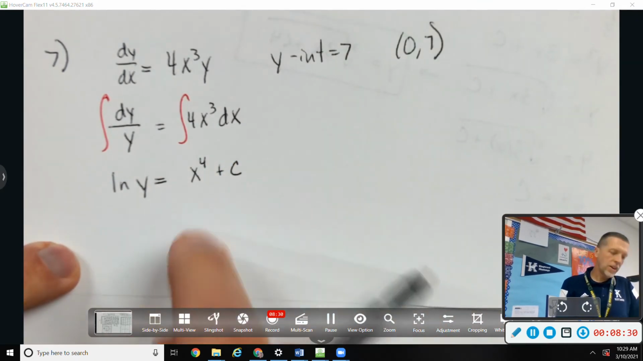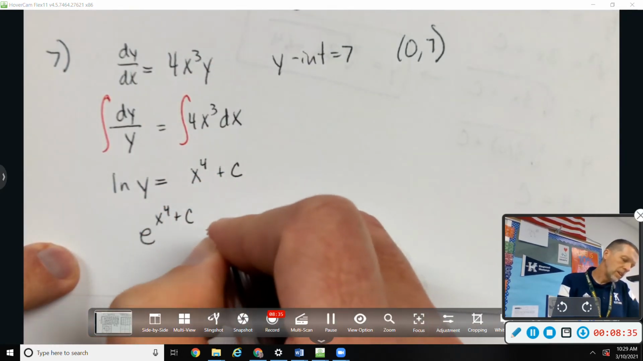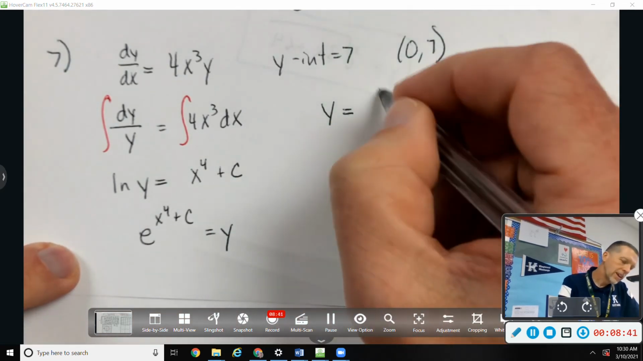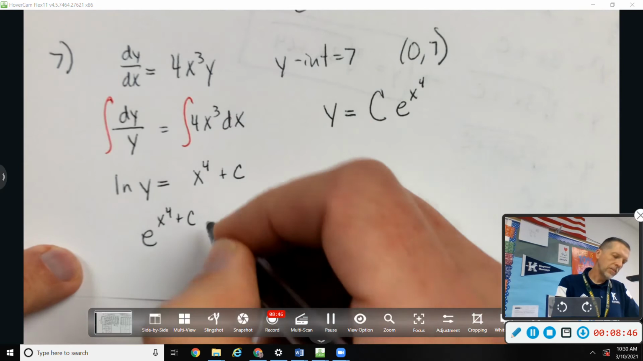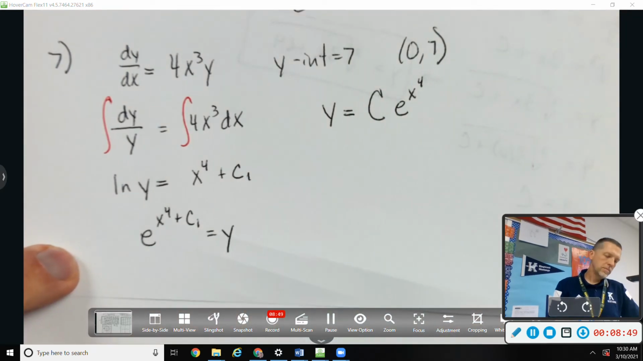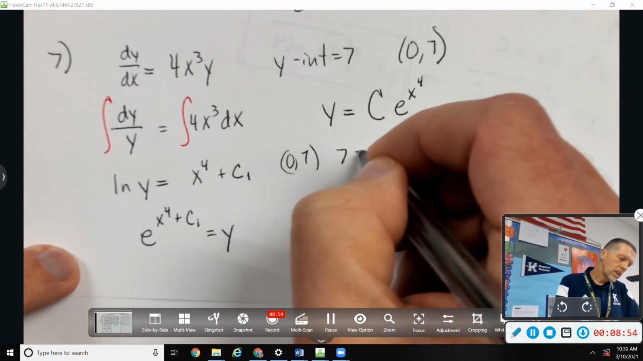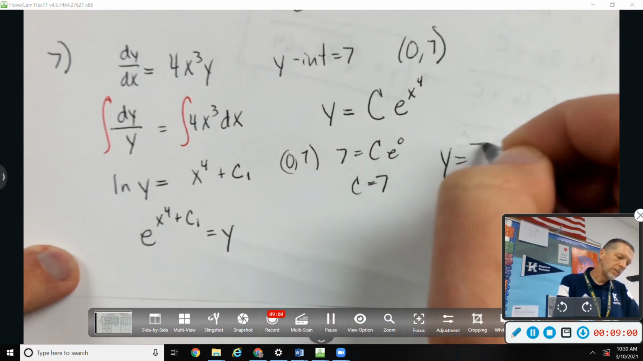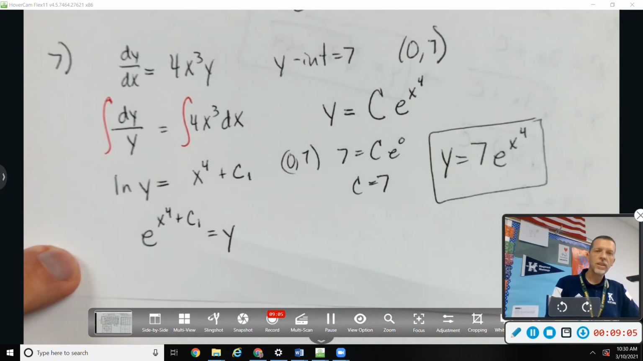So we've done this one a couple times now. We did the loop-de-loop thing. e to the x to the 4th plus c equals y. And then we do our little algebra trick. C e to the x to the 4th. That's a different c than these c's. And we'll use 0, 7. So c is 7. So y equals 7 e to the x to the 4th. What a lovely answer that is.